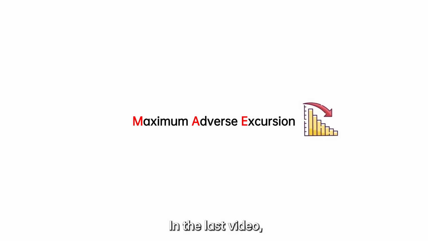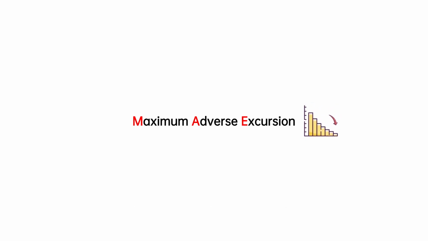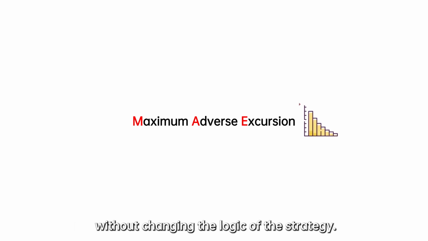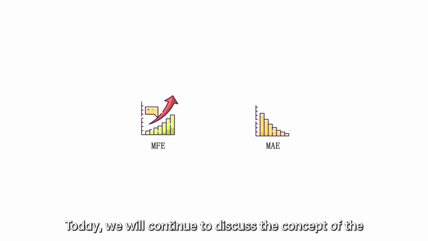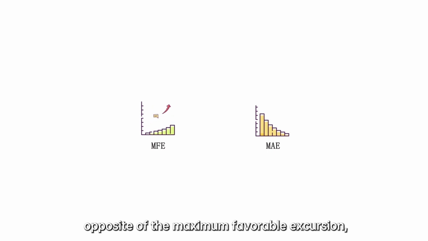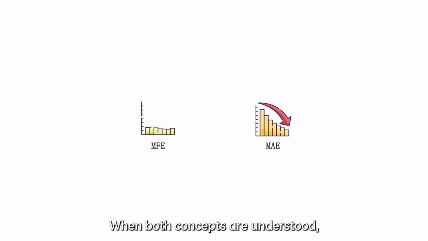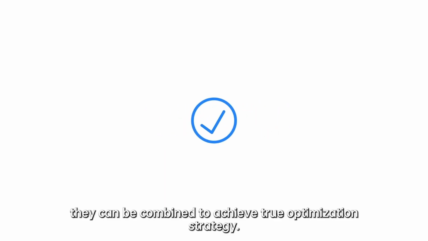In the last video, we introduced you to the concept of maximum favorable excursion and how it optimizes the profitability of the strategy without changing the logic of the strategy. Today, we will continue to discuss the concept of the opposite of the maximum favorable excursion, maximum adverse excursion. When both concepts are understood, they can be combined to achieve true strategy optimization.